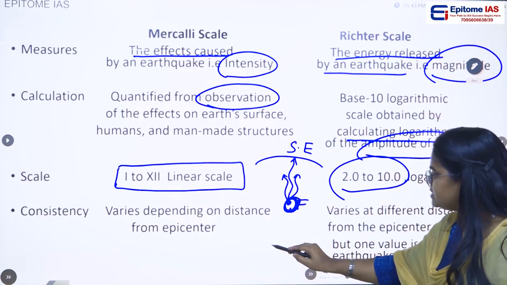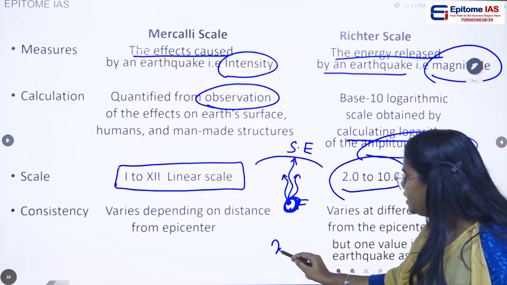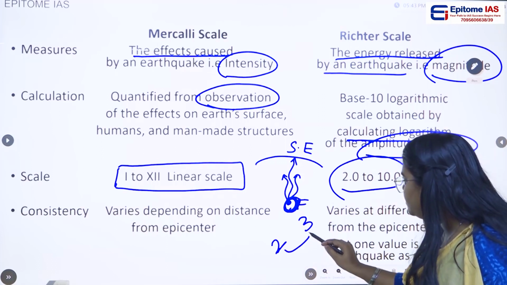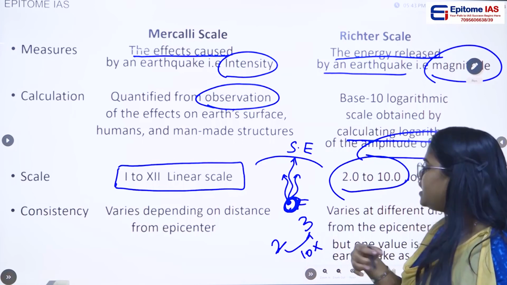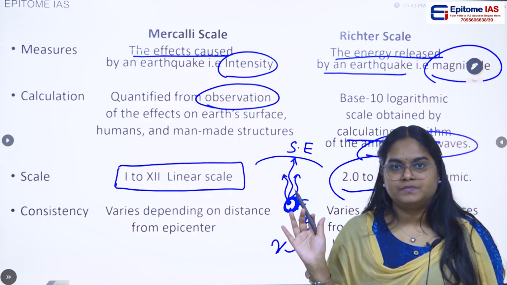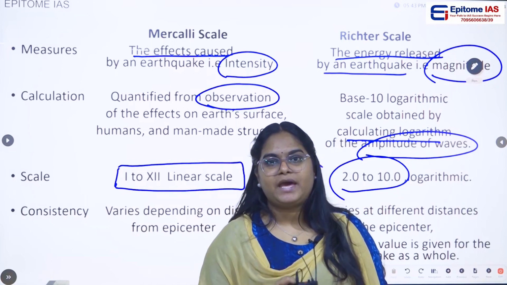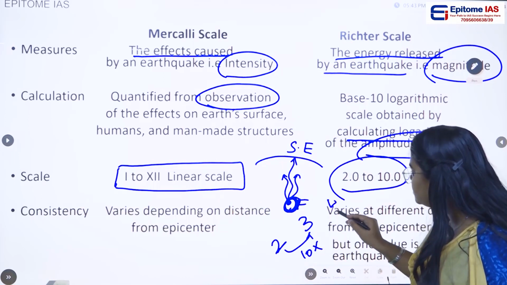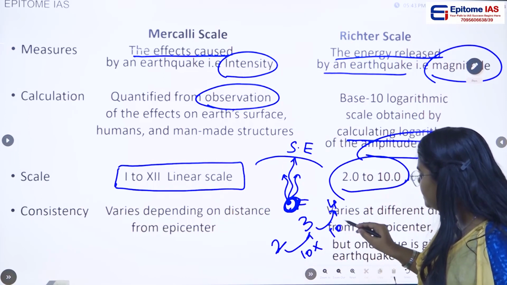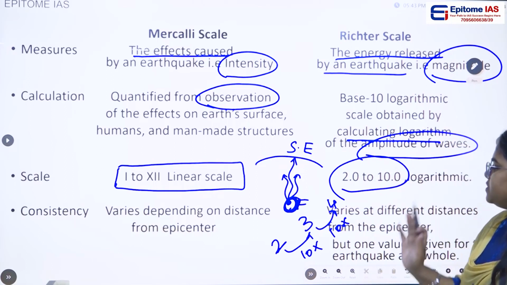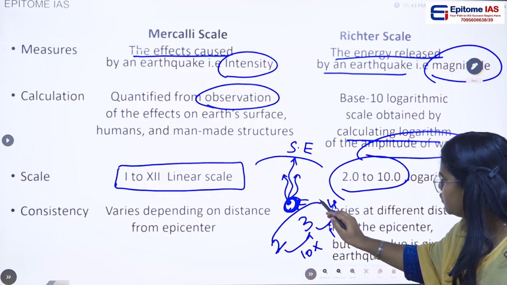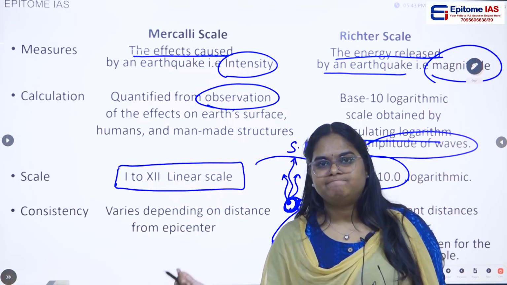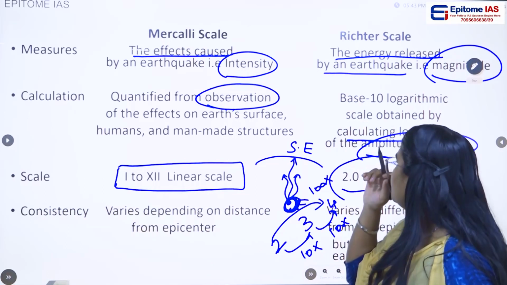Let's say there was an earthquake which was recorded 2, and there is another earthquake which has recorded 3. So there will be an increase of 10 times of the energy which has been released. So whenever you are comparing 2 and 3, there will be an increase of 10 times of the energy. And when you are comparing 3 and 4, again there will be 10 times more energy released. But when you are comparing 2 with 4, there will be 100 times more energy which has been released. This is the Richter scale.